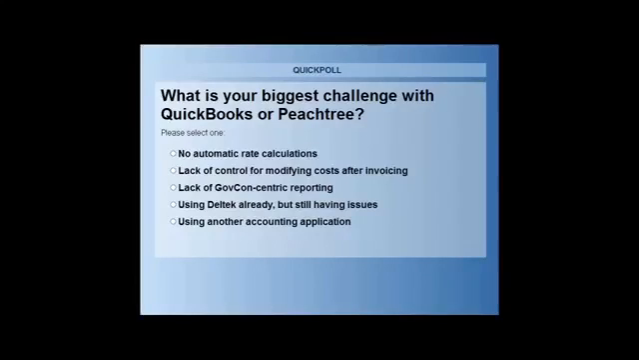What is your biggest challenge? Are you using QuickBooks or Peachtree? If you're not, there's an answer for you. But some of those challenges include no automatic rate calculations, a lack of control for modifying costs after invoicing, a lack of GovCon-centric reporting. Maybe you're not getting the reports you need so you can get the insights into your business. Maybe you're already using Deltek, but you're still having some issues. Or you could be using something completely different. I'd like to get a little insight as we wrap things up today, so please complete the poll, and we'll be sharing those results with you now. Let's go with 5 seconds. 4, 3, 2, 1. Close the poll.